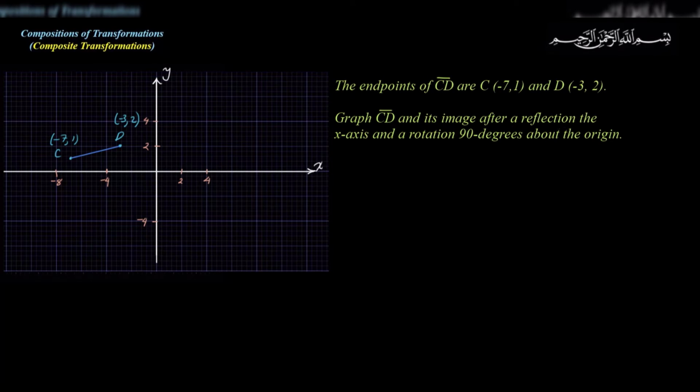So we're supposed to do two things. It's again a composite function. We're going to first reflect it about the x-axis, and then we're going to rotate it 90 degrees about the origin. Okay, so we can do this. The first thing we're going to do is reflect this about the x-axis. We can be methodical again, so we don't make any silly mistakes.